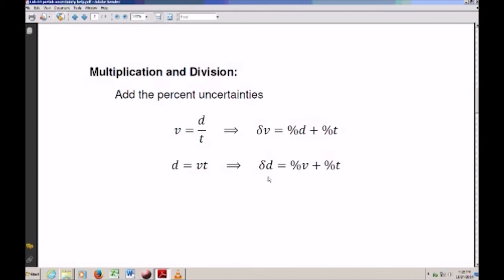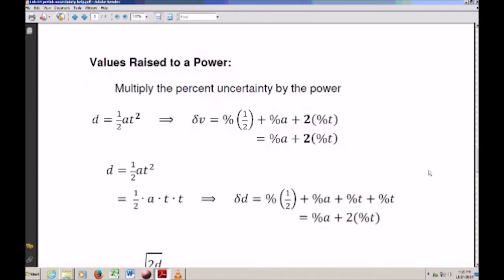So same thing, if you're multiplying, you just add up the percent uncertainties, and that gives you the percent uncertainty in your final answer. So now we'll go on to how you calculate the final uncertainty when one of the quantities that you're calculating with is squared or cubed or raised to some other power. So the rule is simply that if you've got t squared in your calculation, then when you add up the uncertainties, you're just going to say 2 times percent uncertainty of t. So whatever the quantity is raised to the power of, that ends up being something that's multiplied by its percent uncertainty.